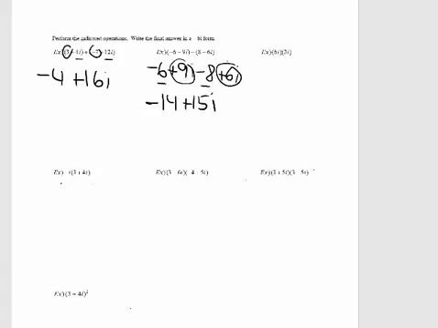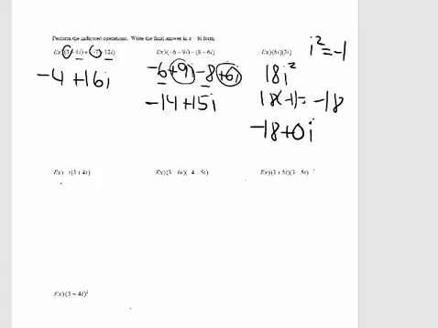Let's multiply. 6 times 3 is 18. i times i is i squared. Now remember, i squared is equal to negative 1. So you have 18 times a negative 1. That's negative 18. So that is negative 18 plus 0i.